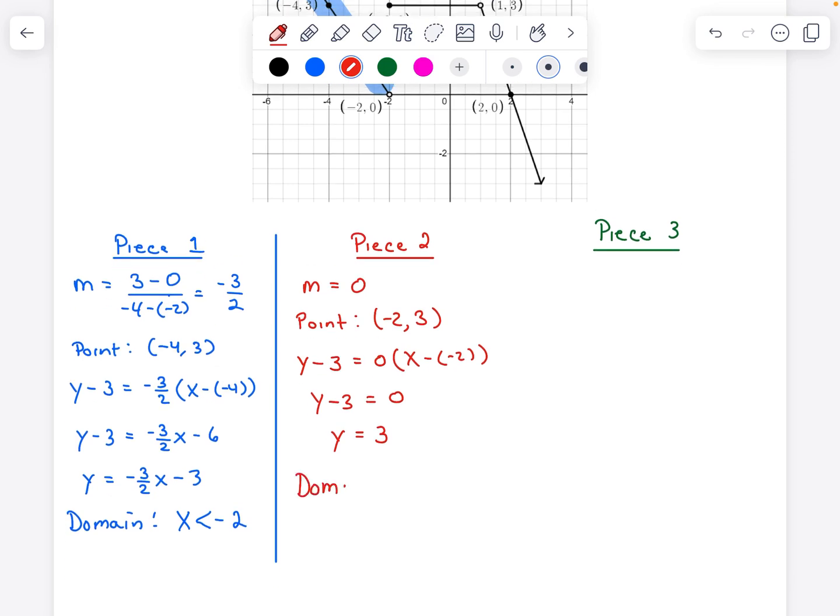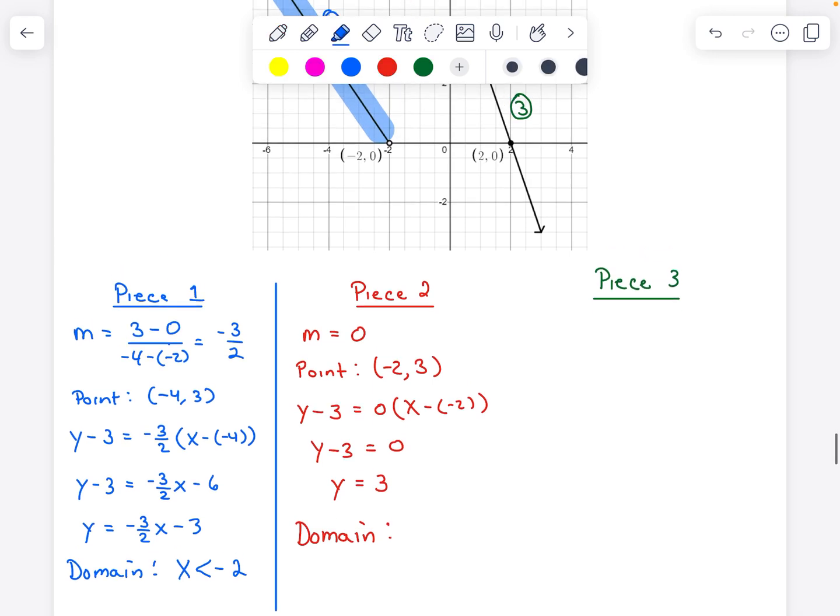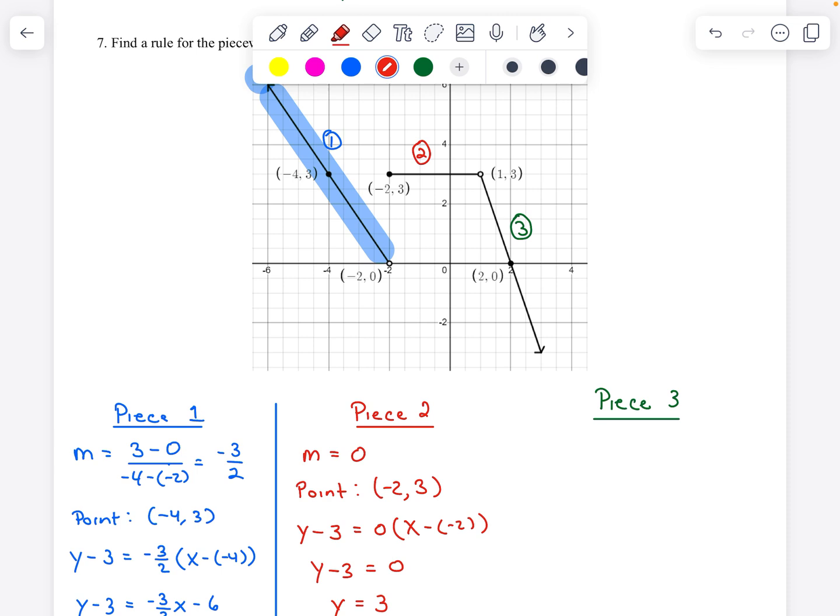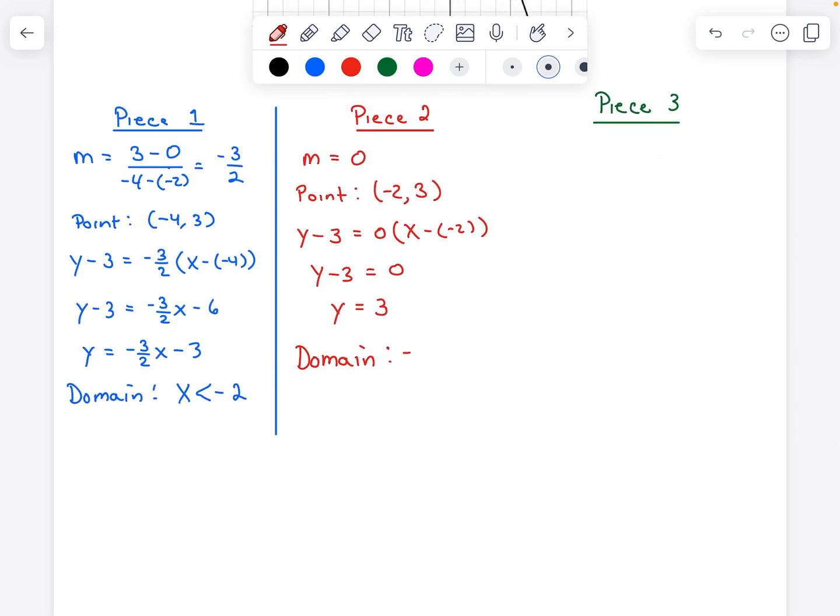Now for the domain. The lower bound for the domain is going to be -2, and the upper bound is going to be 1. -2 is part of the domain because the circle is closed at (-2, 3). 1 is not part of the domain because the circle is open at (1, 3). So the domain is -2 is less than or equal to x, which is less than 1.